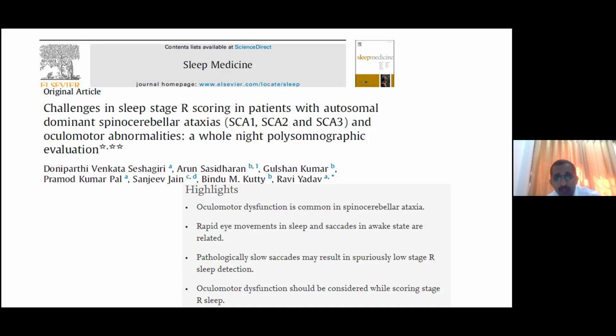Additionally, because of pontine degeneration, these spinocerebellar ataxia patients also have oculomotor dysfunction. What we demonstrated is that rapid eye movements in sleep and eye movements in the awake state are related. If you find decreased eye movement velocity when the patient is awake, then similarly these patients may not be able to produce a good amount of rapid eye movements in sleep. Then you have some difficulty identifying the REM sleep stage in these patients.